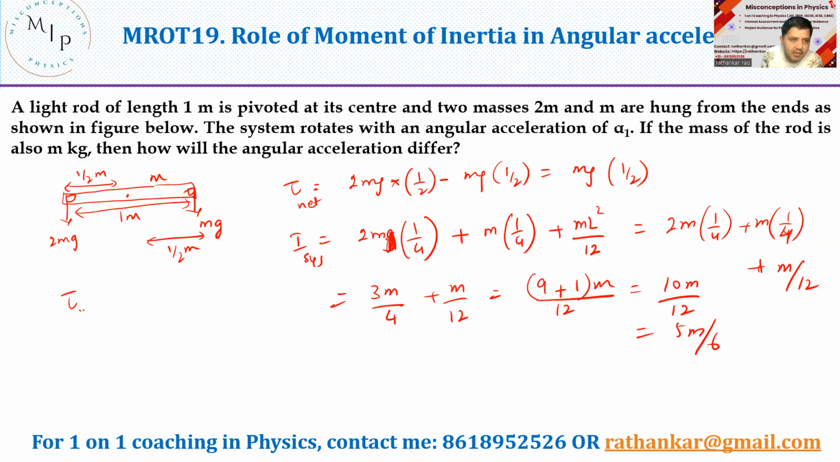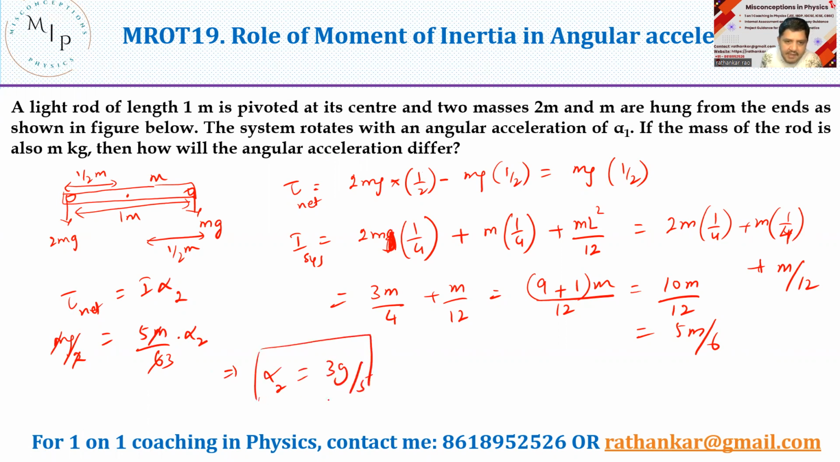Now, what should I do? We know that tau net is equal to I times alpha. What is he asking? How will the angular acceleration differ? Okay, let me call this alpha 2. Tau net is nothing but mg divided by 2, which should now be equal to 5m divided by 6 into alpha 2. What is alpha 2? I do not know. I should write this like this. So 2 3s are 6, and this m and this m go away. So in other words, alpha 2 should now be equal to 3g divided by 5.